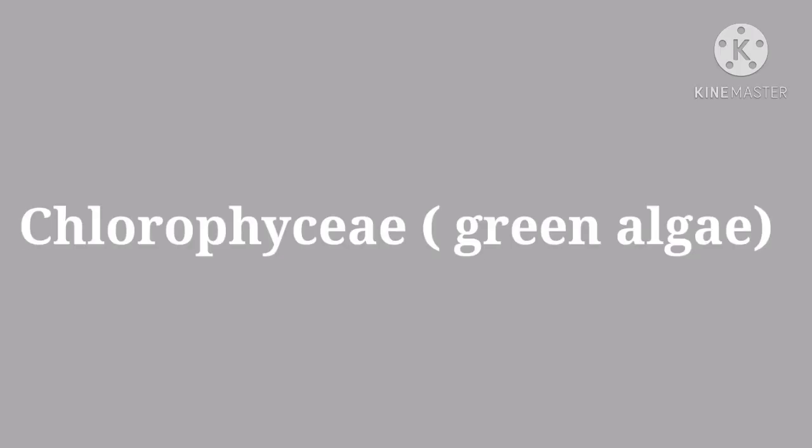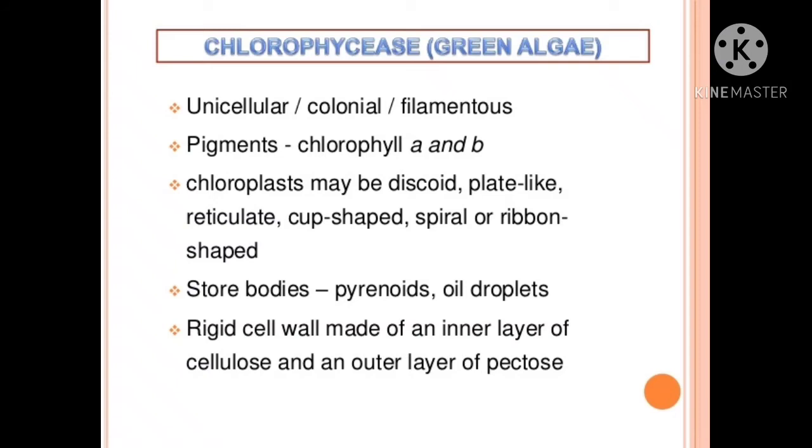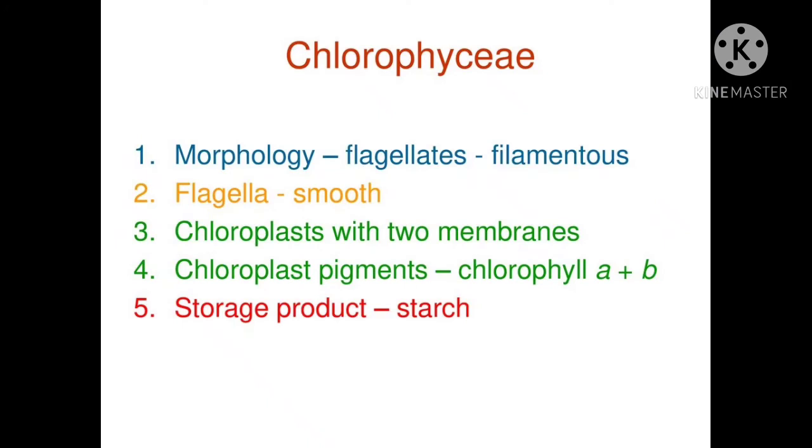The very first one is called Chlorophyceae, also called green algae. These Chlorophyceae are mostly freshwater, or a few are observed in brackish water and marine water. The plant body is unicellular, colonial or filamentous, and the cell wall contains cellulose. Chloroplasts are of various shapes like discoid, plate-like, reticulate, cup-shaped, ribbon-shaped or spiral, with chlorophyll A and B.